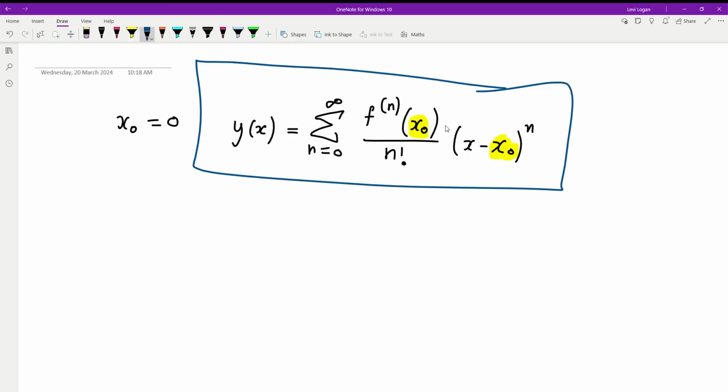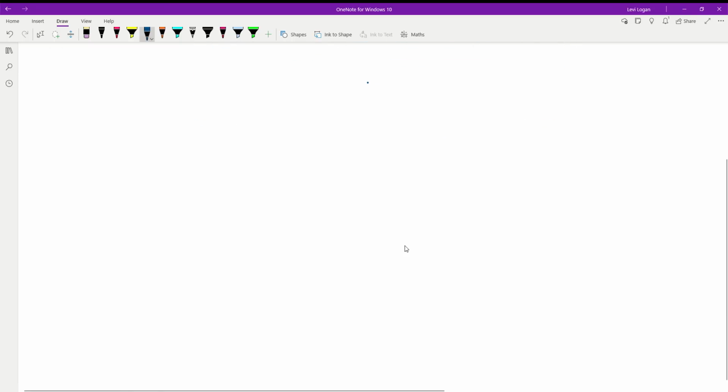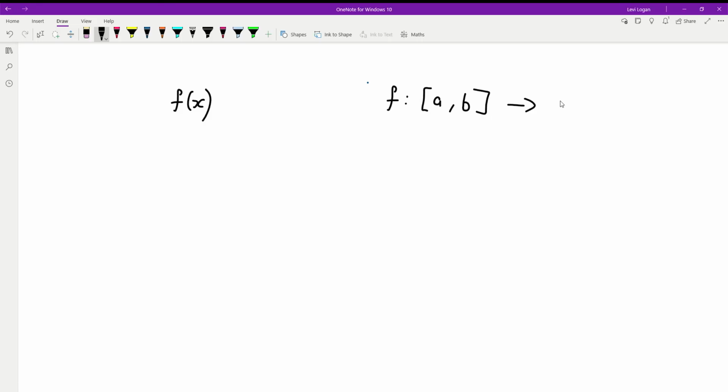To prove this is an approximation of our function, we need to use the fundamental theorem of calculus, okay? So let's say we have a smooth function f of x between a certain interval, so let's say f between the interval of a and b, you get real numbers throughout the entire output. So there are no singularities between those intervals, okay?